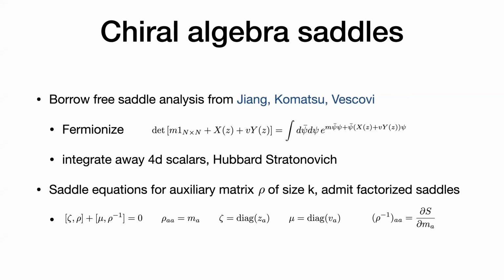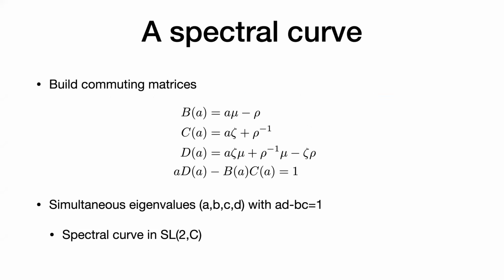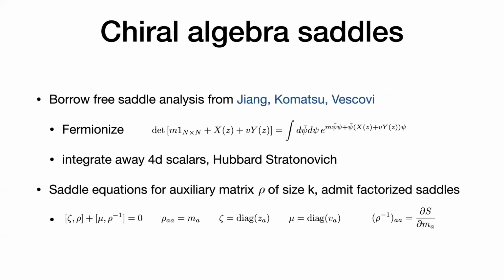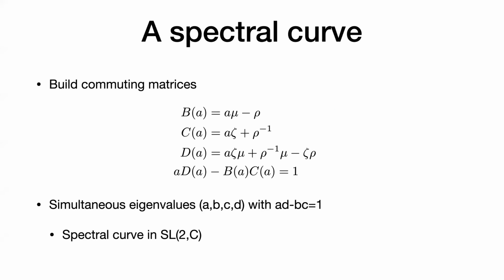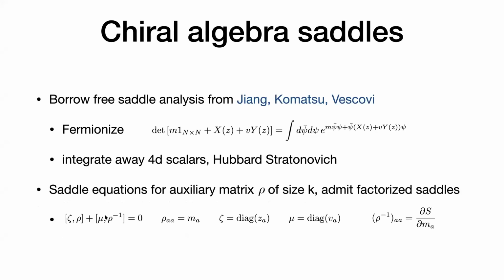What do I do with these equations? Our objective, to remind you, is to identify a holomorphic curve in SL2C, which might represent holographically these saddles. Now, whenever I see equations which involve commutators, I think of integrability and I think of Lax matrices. So what we did was to build some commuting matrices, some matrices which depend on a spectral parameter A, and which commute whenever these equations hold. Now, an equation which has a sum of two commutators should remind you of something like a Hitchin system.